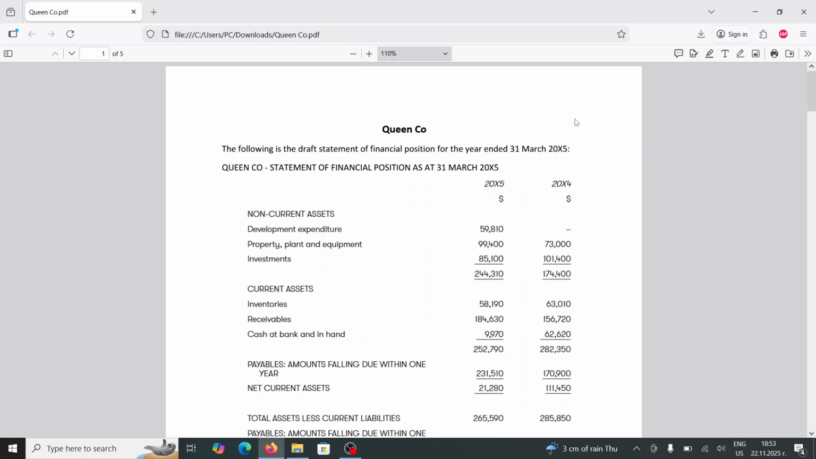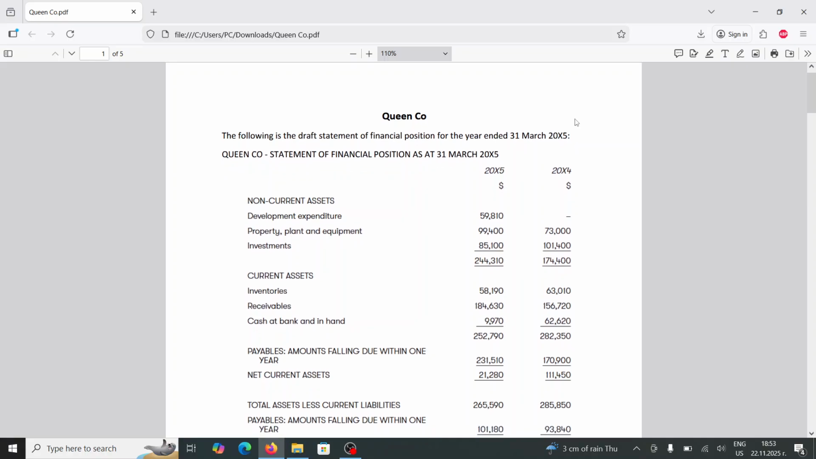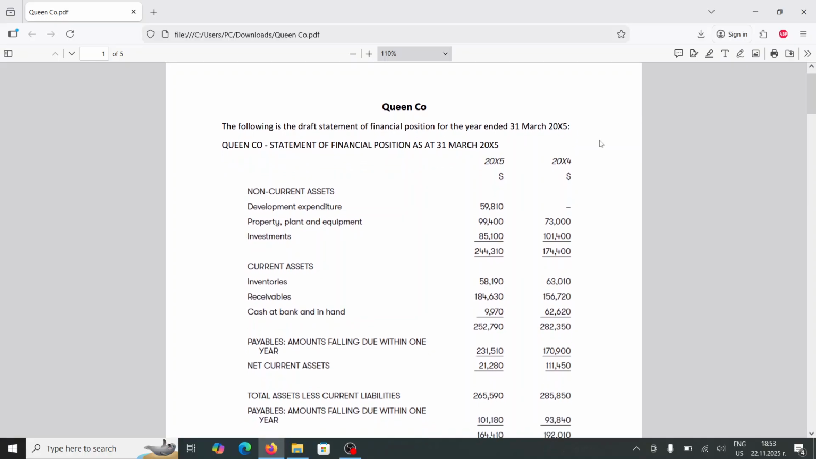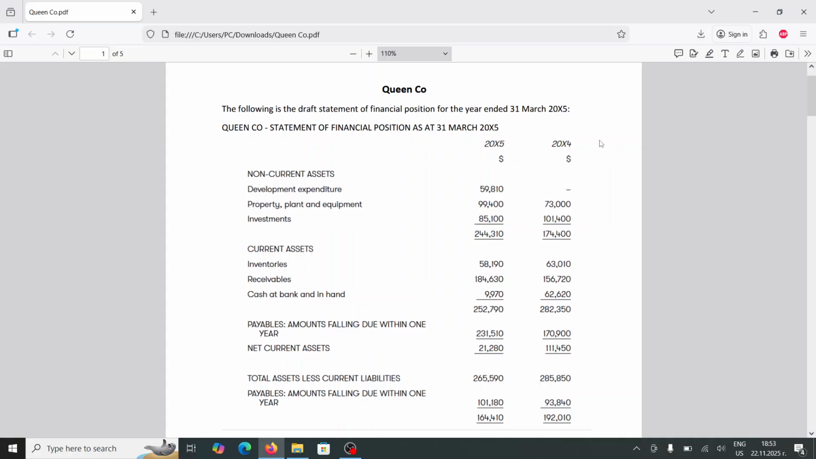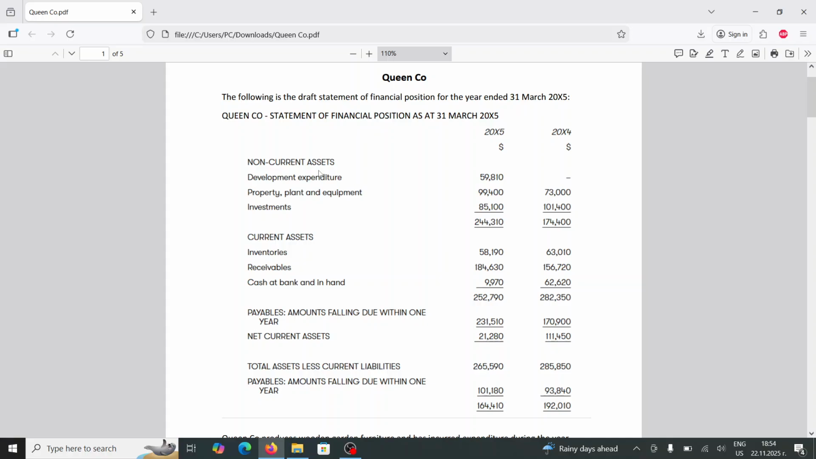Hello, today I will be presenting to you another sample exercise for the advanced audit and assurance exam. In this case, the example audit client is called Queen Company, and we're going to start off with the draft financial statement, particularly the financial position. Here we will start off with non-current assets.